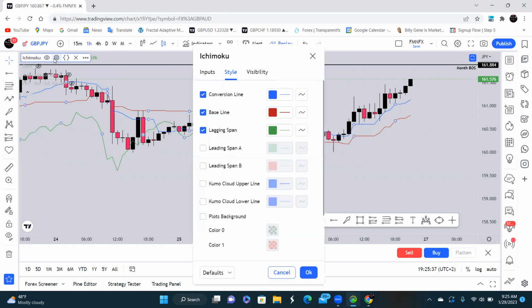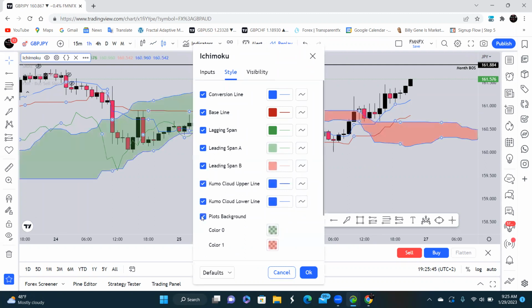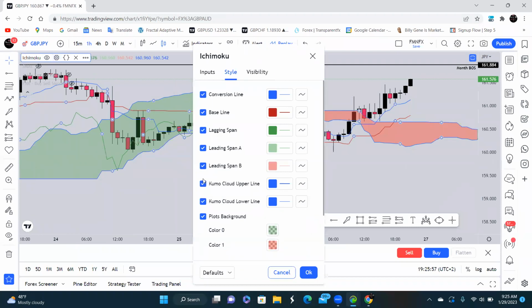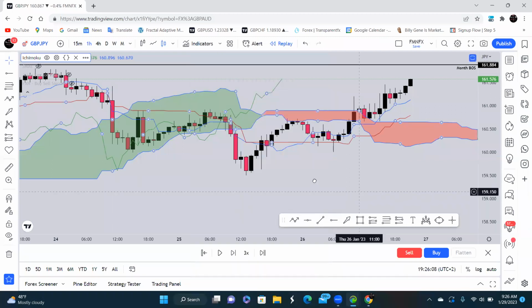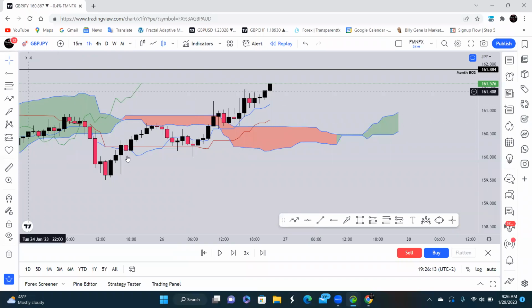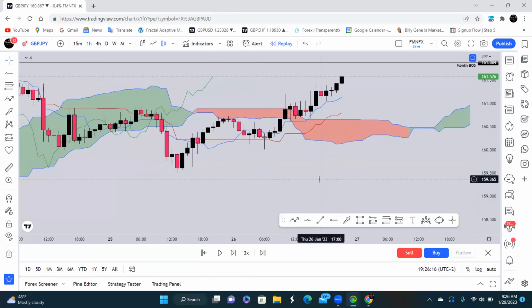All right, moving along, guys. Going to put the leading span A and B back on, and I'm going to plot the background. So we're going to have the full Ichimoku. We don't even really do this. I don't want you getting freaked out about those. So now we have the cloud. Easy as pie.